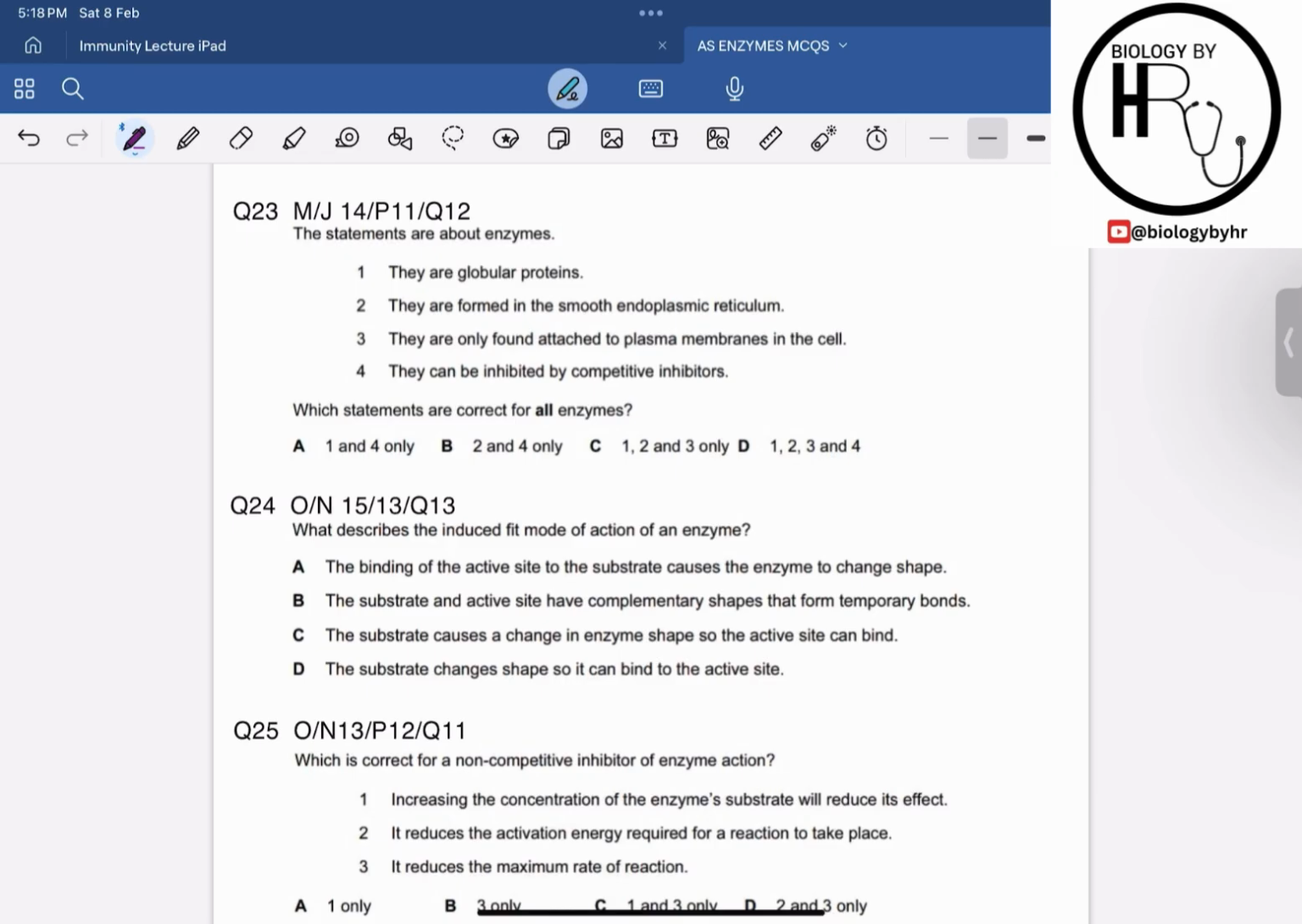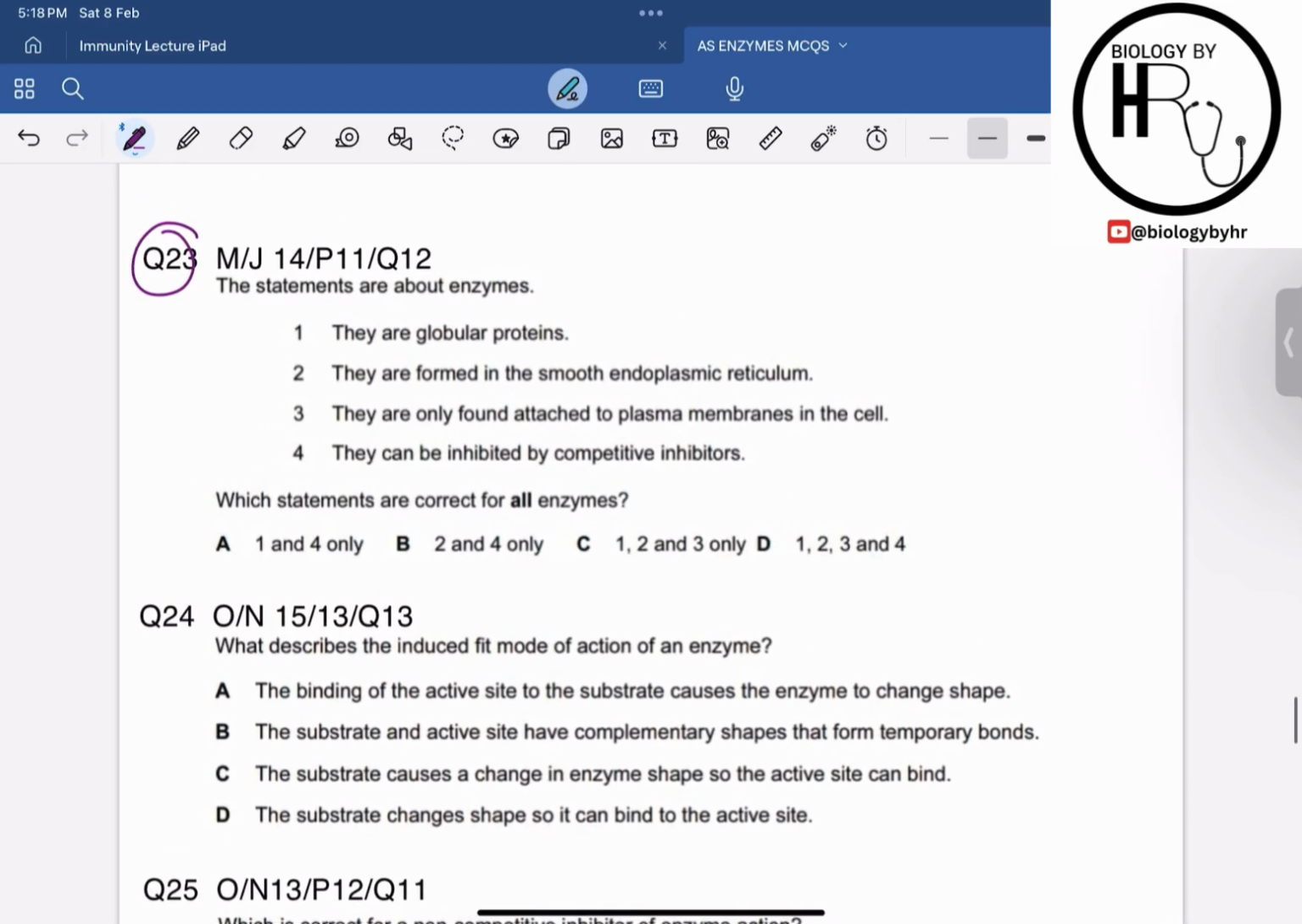Alright, so now let's move on to question 23. It is from May-June 2014, paper 1-1, question 12. It says that the statements are about enzymes. They have given us a list of 4 statements about enzymes, and then they ask which statements are correct for all enzymes. Now they have highlighted the word all over here: which statement is correct for all of the enzymes.